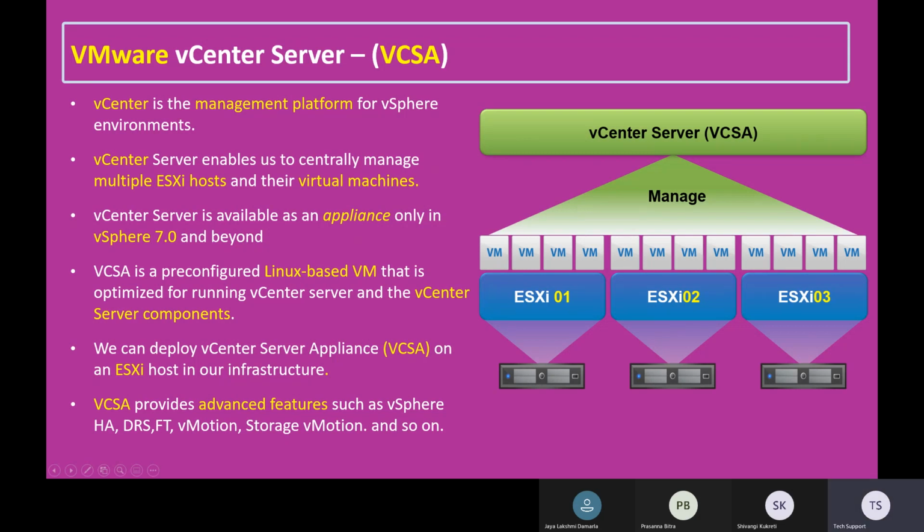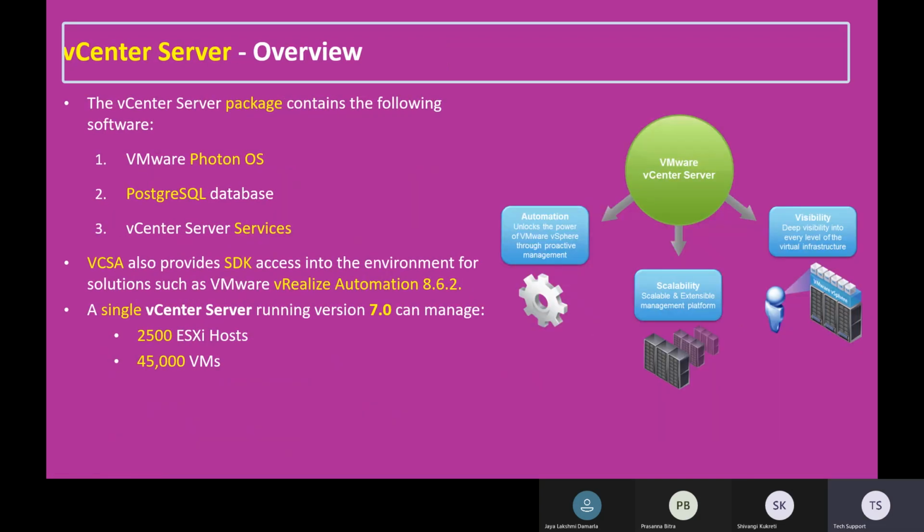Like this, we have multiple key features. Now let's look at the vCenter server overview. The complete vCenter server package contains multiple software components. Those include VMware Photon OS, the PostgreSQL database, and vCenter server services. These are the key components when we install a vCenter server.